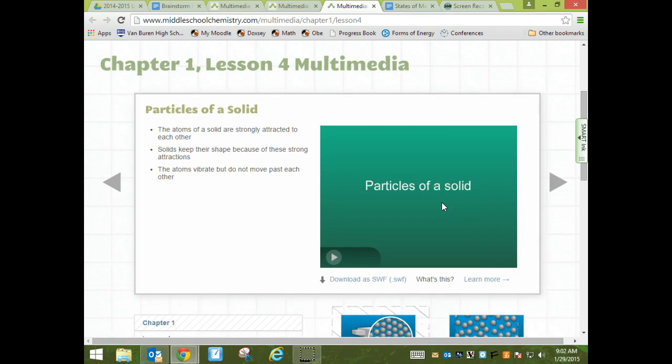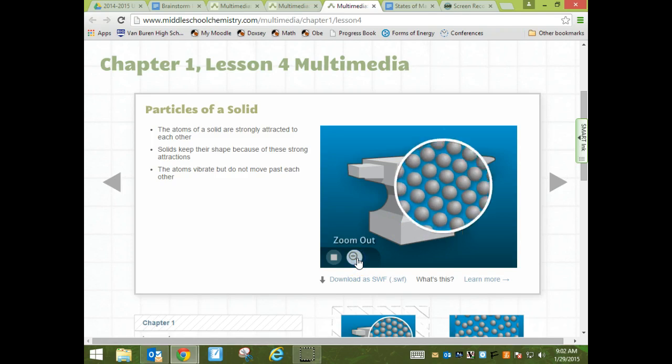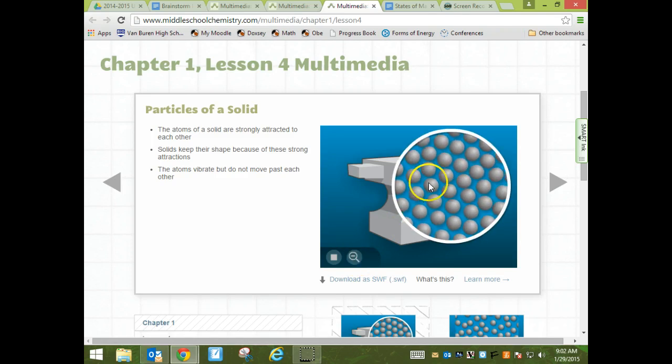The atoms vibrate but do not move past each other. So what you can see, this is really cool. So we have a big anvil here. And we know that this is a solid, so when we zoom in, we can actually see how the particles, they're not moving in any direction, but they're just kind of vibrating.